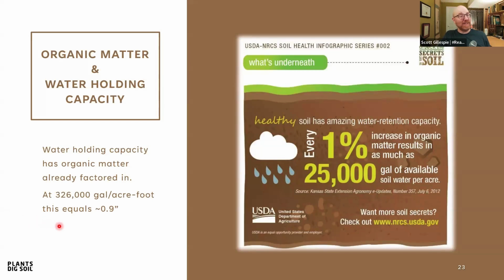When you realize, so it says 25,000 gallons per acre, that's fairly impressive. But in a foot of soil, and these are approximate, ballpark numbers, 326,000 gallons of water in an acre foot, that equals about 0.9 inches. So it's valuable in that buffering, but it's not as if you get the organic matter and it's going to fix all your problems.